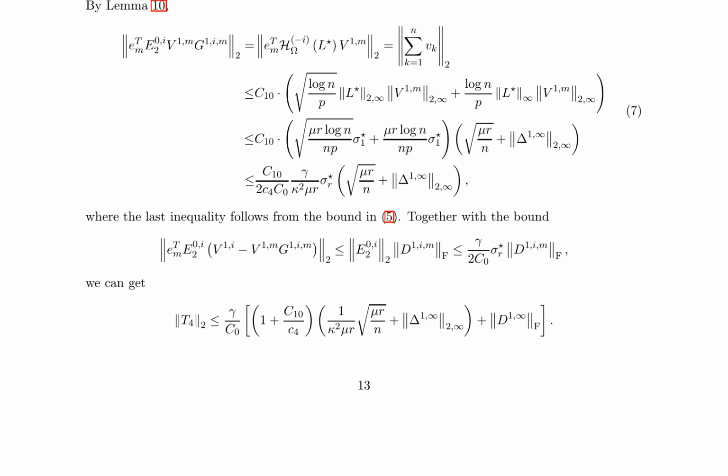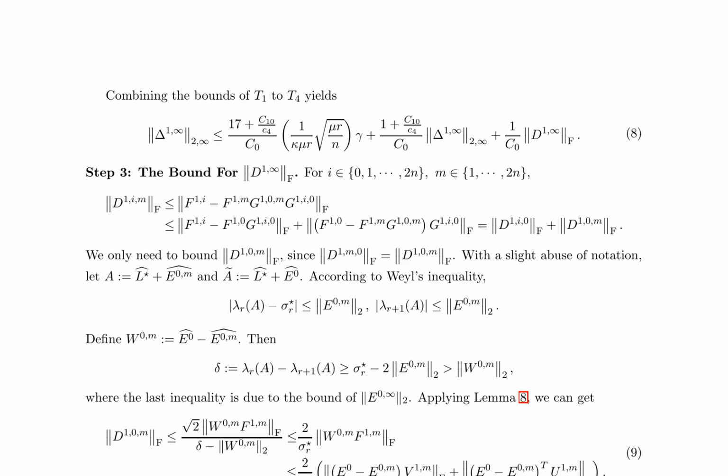Next, the authors bound the matrix norm of the next term, splitting it into two parts and bounding each part separately. The first part is bounded using the property of the matrix norm and the bound in equation 4. The second part is bounded using the bound in equation 5, and the property of the matrix norm. Combining these bounds, they obtain a bound for the matrix norm. The authors then combine the bounds for T1 to T4 to obtain a bound for the matrix norm of Δ1,∞. This bound involves the norms of the L star operator, V1,M, and D1,∞, as well as the parameters C0, C10, C4, gamma, and kappa.